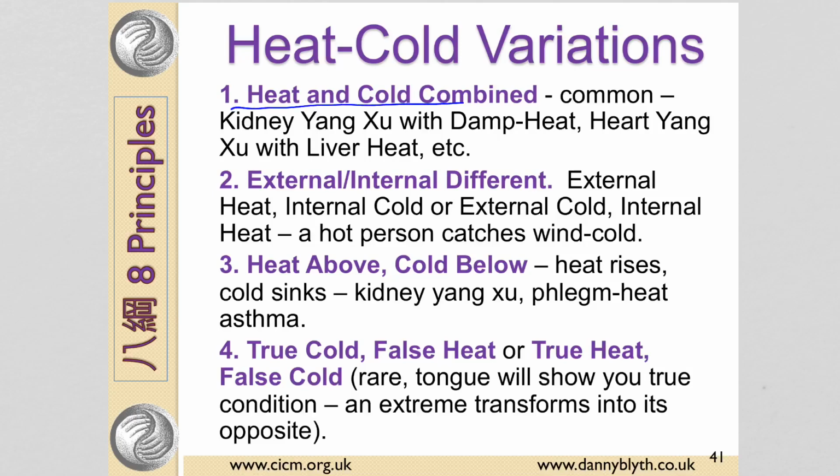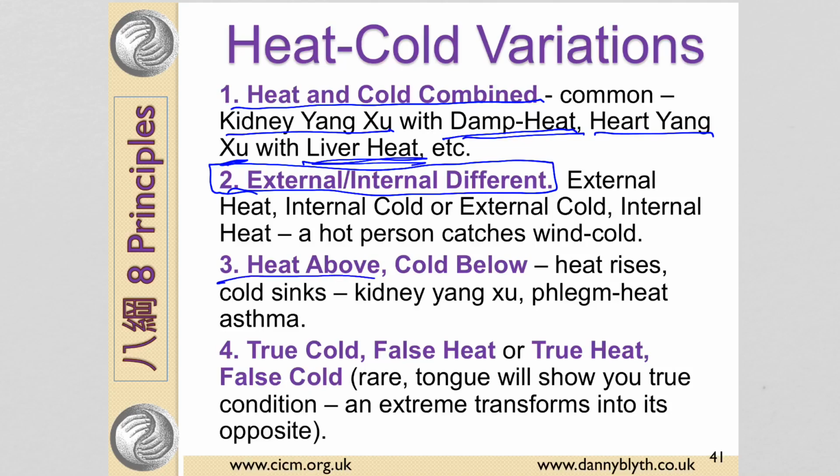So heat and cold combined: if we've got kidney yang deficiency, empty cold, combined with damp heat, you might see that in chronic bladder infections. Heart yang deficiency, cold, with liver heat. You might see this in someone who's tired, stressed, run down. You also get a situation where the external and internal are different. So if you've got somebody who has internal heat, liver qi stagnation heat, but contracts an external wind cold, then you have the external and internal different.